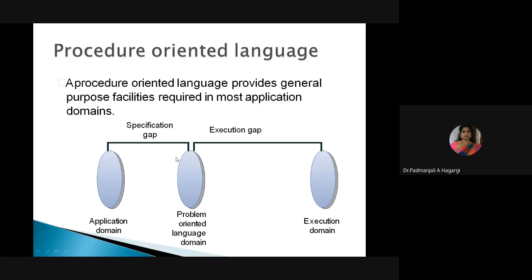Whatever the problem is, it is oriented in this problem-oriented language domain. For example, C++ is a very good language which helps in strong networking applications, whereas the rating app may require either C# or Java. So that is my application domain. Using that application domain, we choose the language that best suits it, so that it goes for the execution of the program.